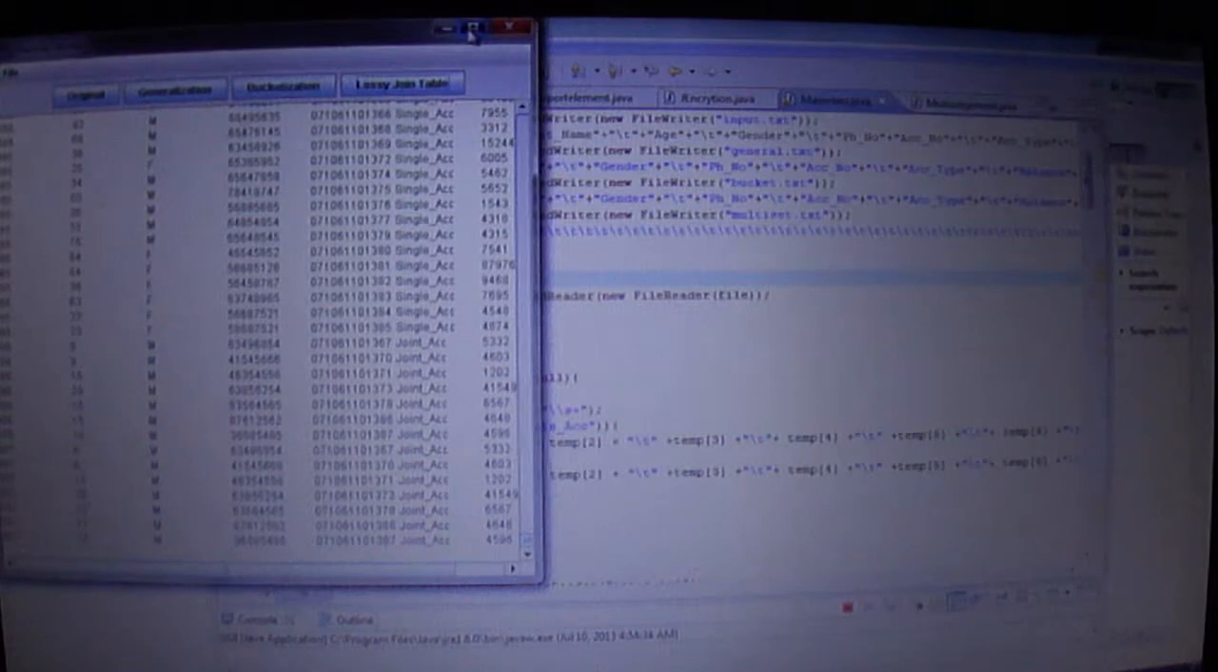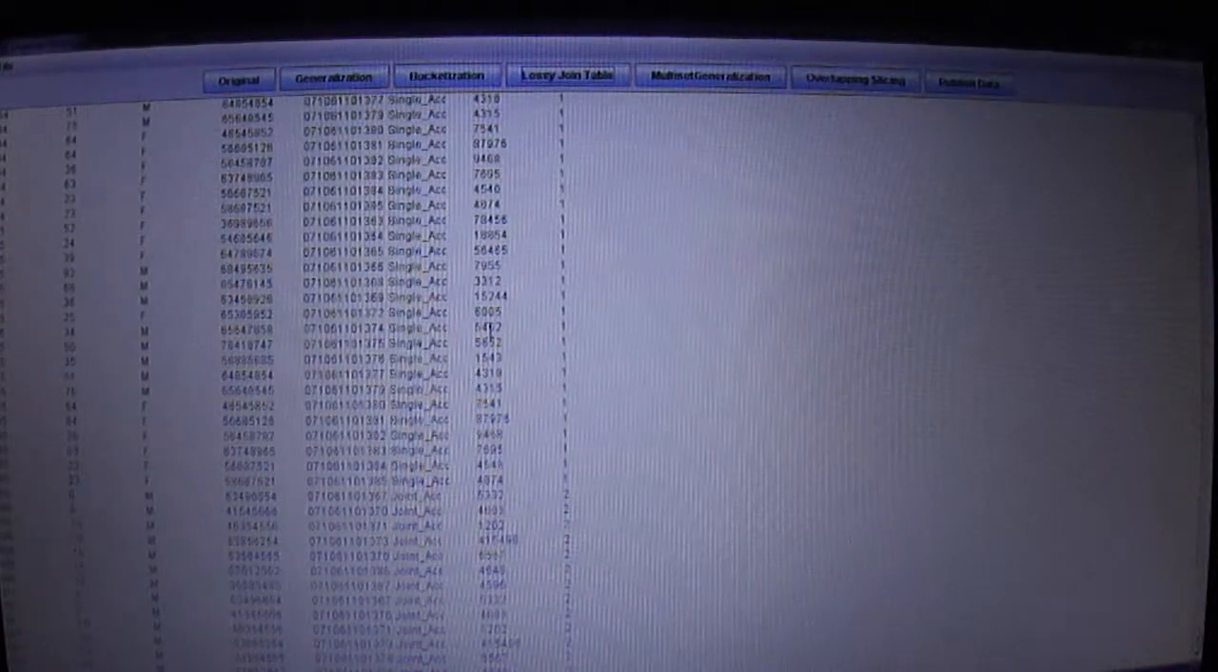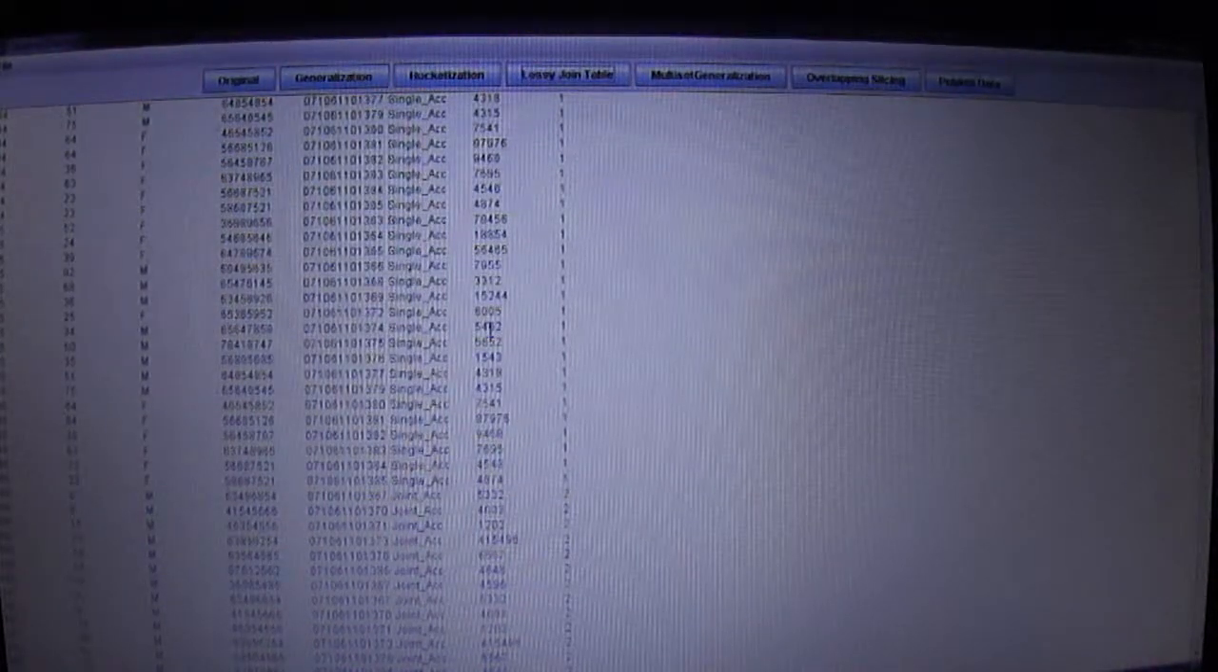Then the loosely joined table. First, the data set is split into two parts, that is quasi-identifying attributes and non-quasi-identifying attributes. Then reorganization, that is the data is shuffled by taking probability for each value. Then the nearest neighbor algorithm is used for splitting the data into various fields. Then the loosely joined table is used for merging these two tables.